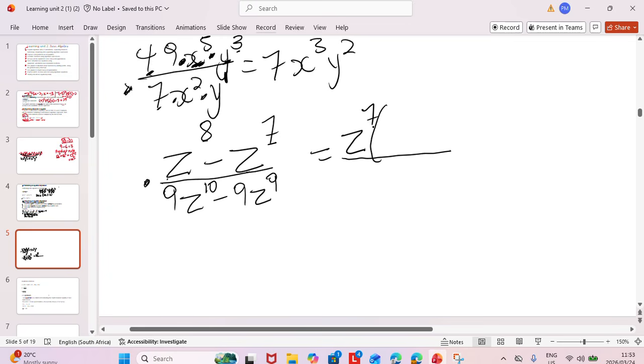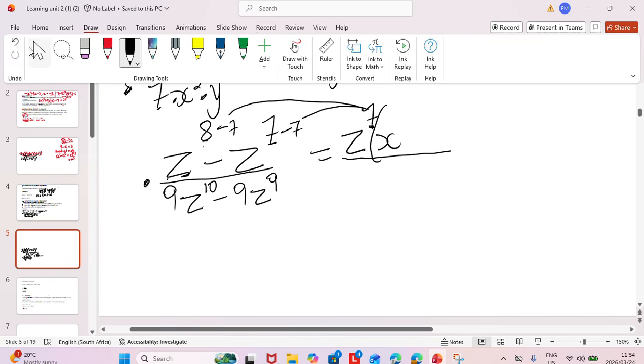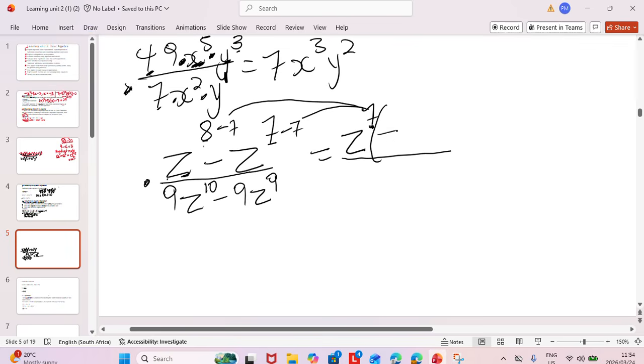So what you need to do, guys, you take this 7, the exponent of your common factor, minus 7. So on your side, this is what you need to do now. Z is to the power of 8 minus 7, which is z to the power of 1. Z to the power of 1. Then minus z to the power of 7 minus 7, you'll get a 0.